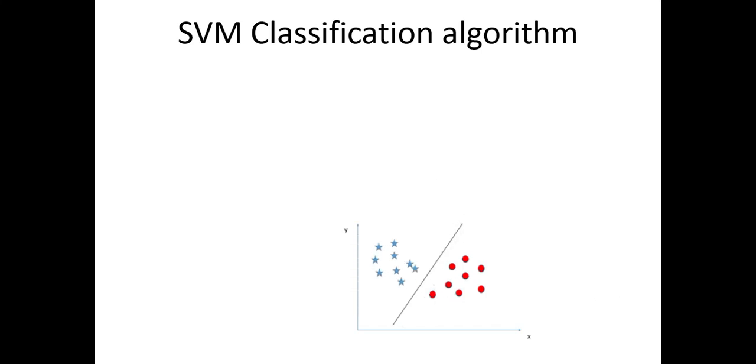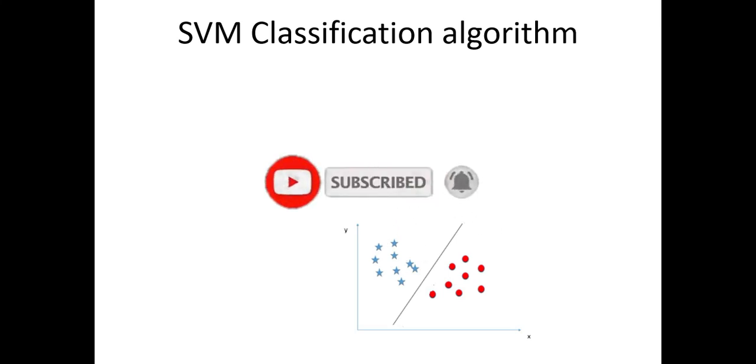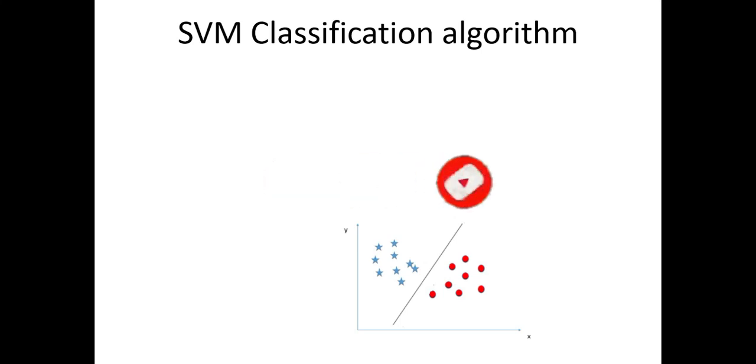In classification, if you see in this graph, there are two different dots, one is a star and one is a ball. So here it is a normal classification. We will see it in detail when we implement it with Python.